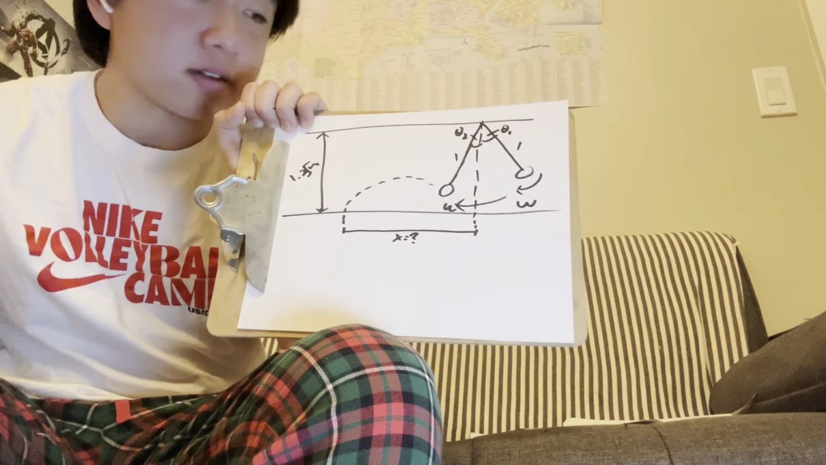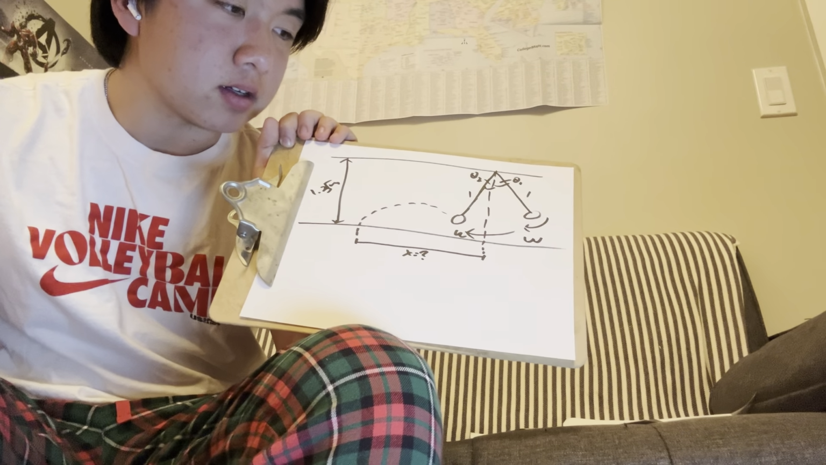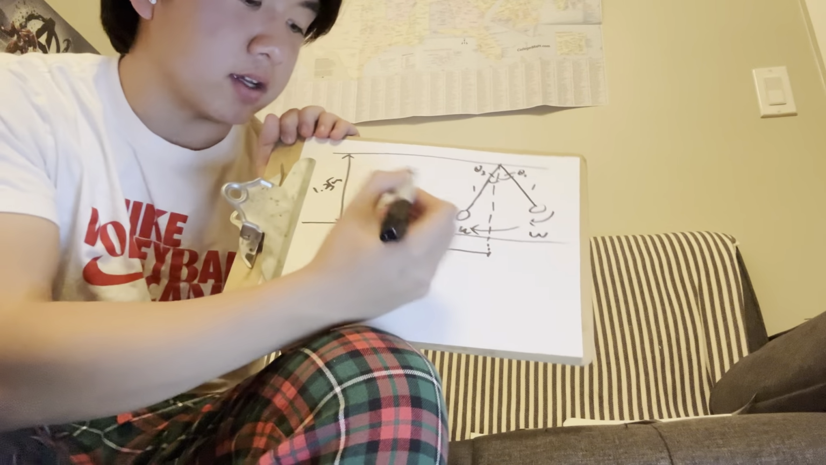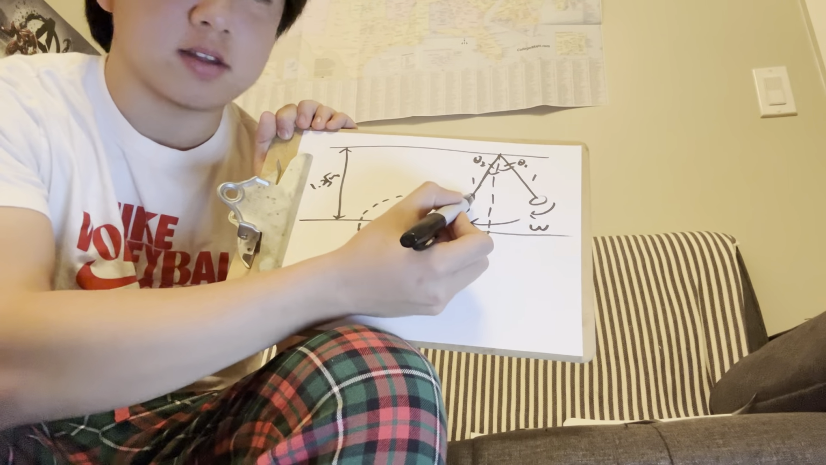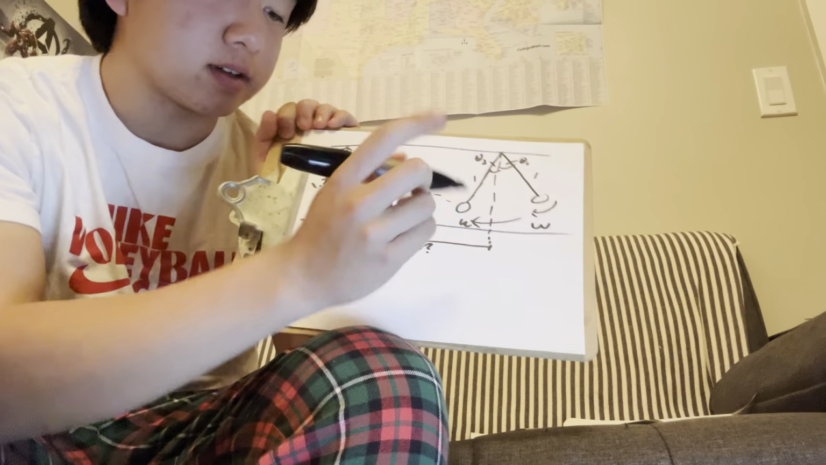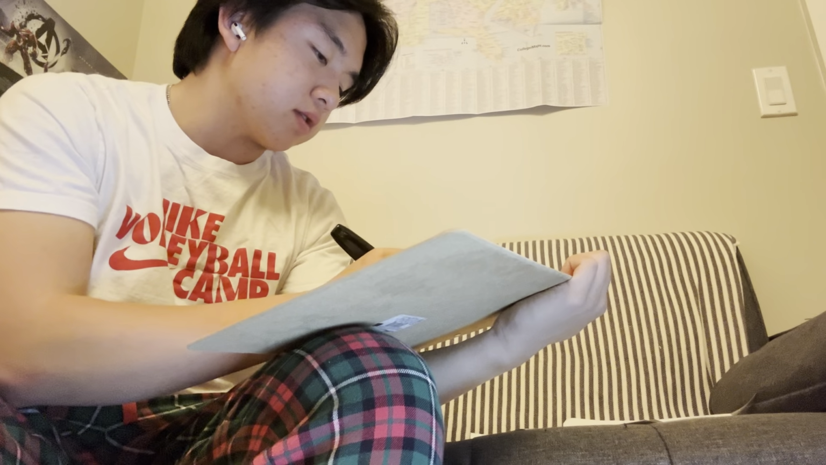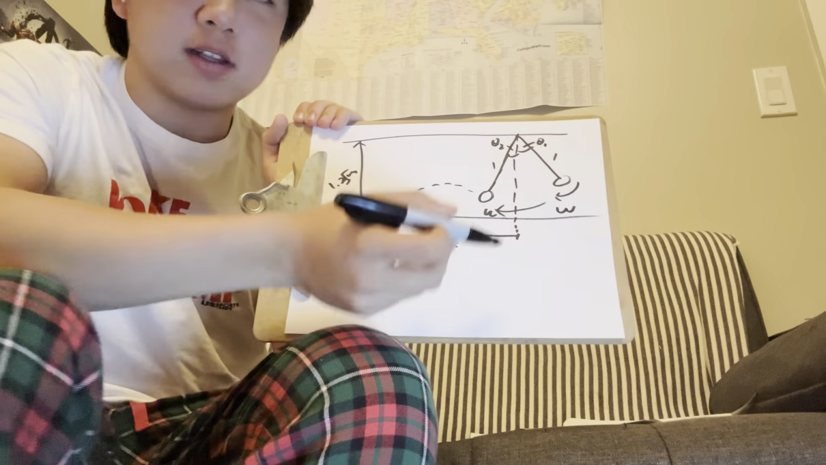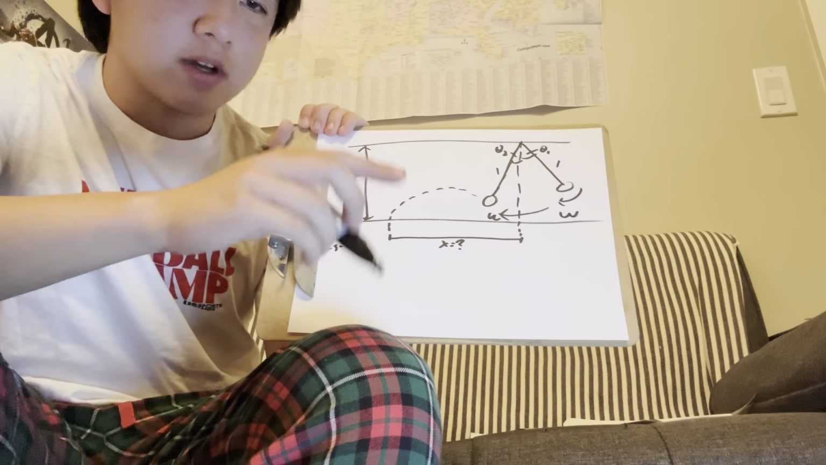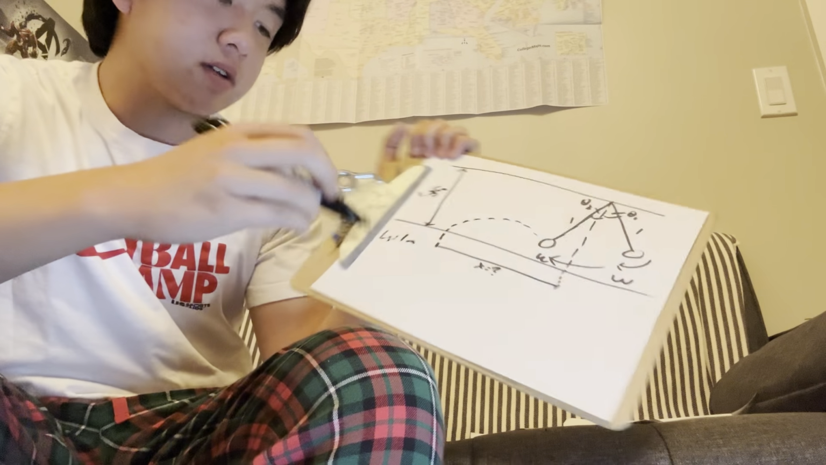Okay, here is our setup. There is a mass attached to a string. The string is 1 meter long. Length of string equals 1 meter. And it is attached to a ceiling that is 1.25 meters above the ground. So height of ceiling equals 1.25 meters.